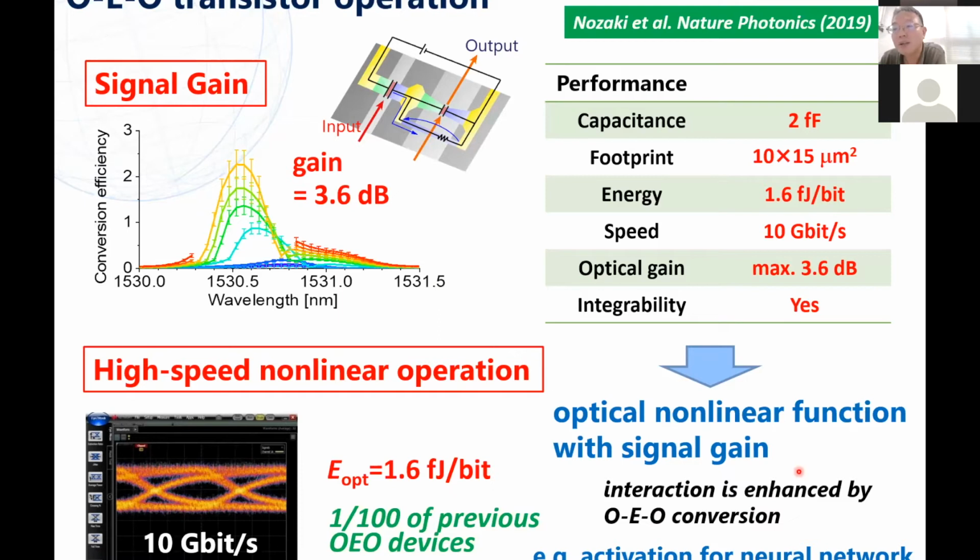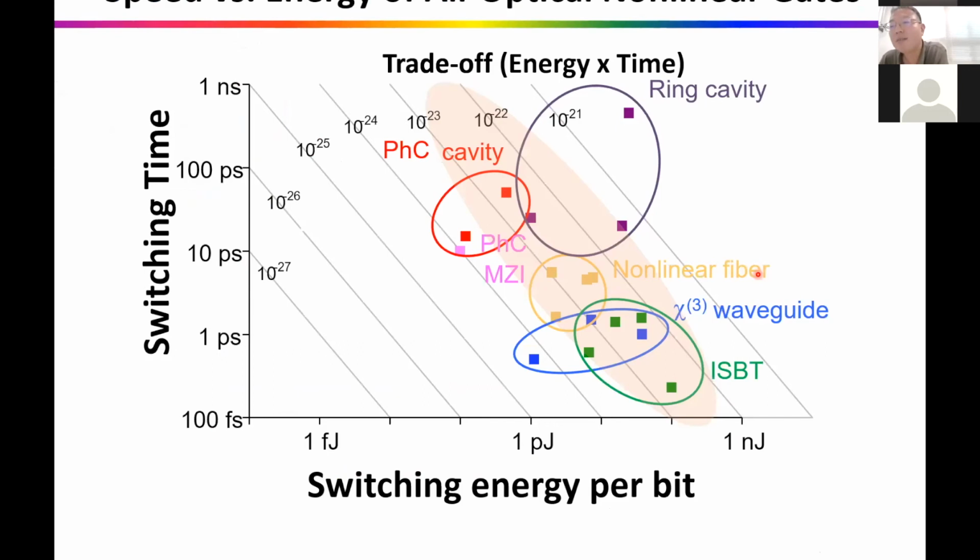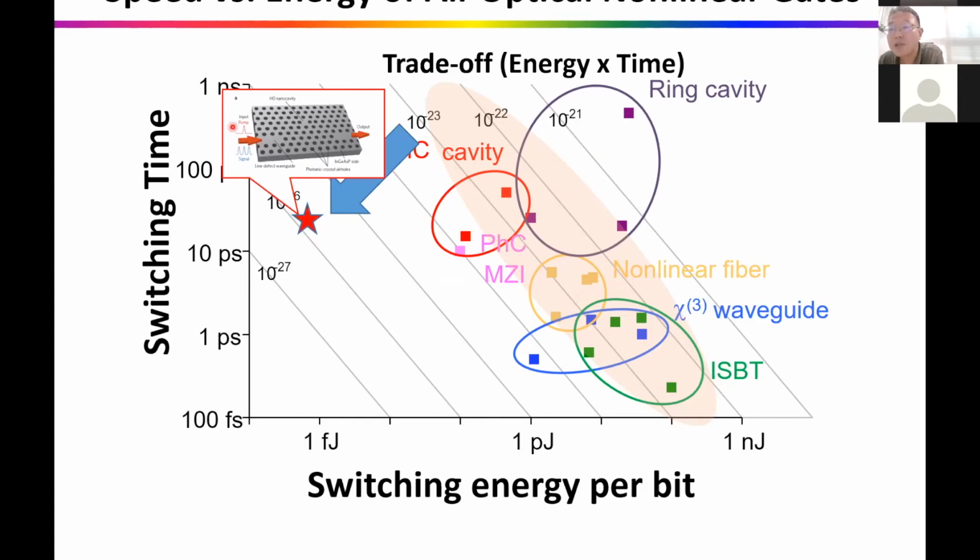So I just showed hybrid type OEO nonlinearity. But here I want to show you the all-optical nonlinearity. And this shows a comparison of energy versus time for various optical nonlinear gates. Most of the conventional nonlinear devices are located above this line. We achieved all-optical switching at the sub-femtojoule regime by using photonic crystal nanocavities almost 10 years ago.